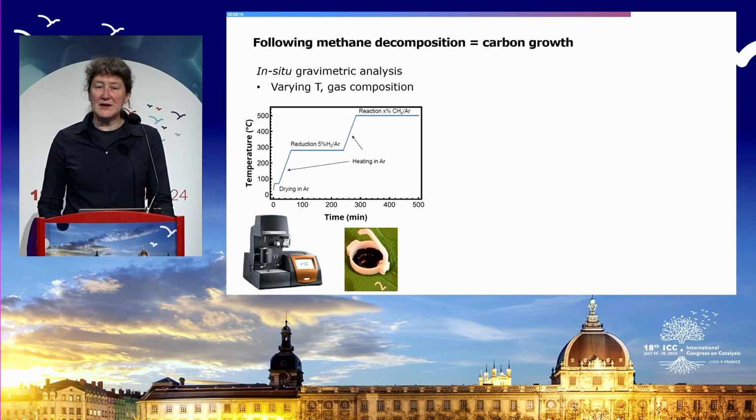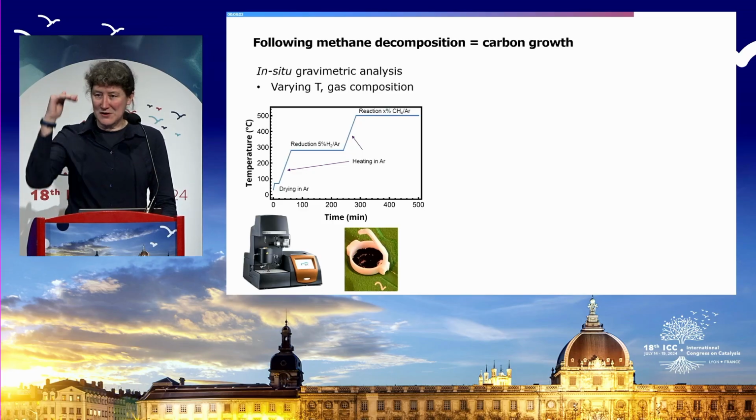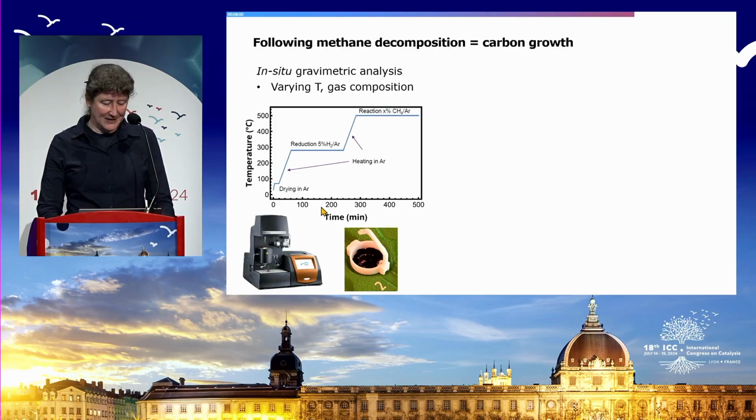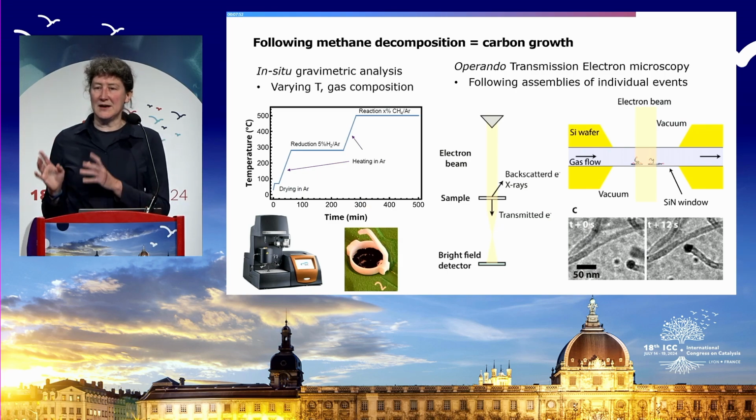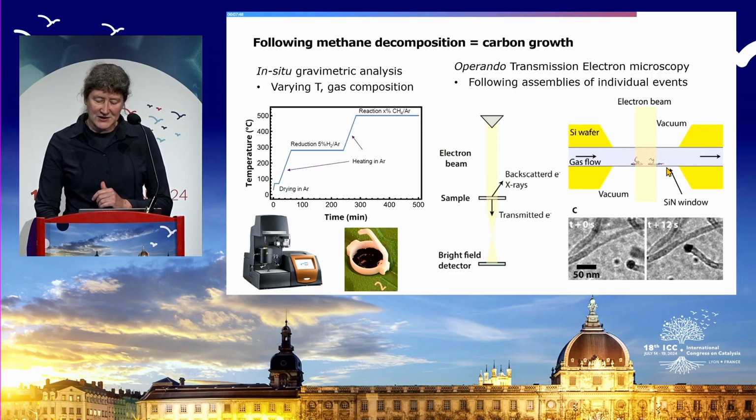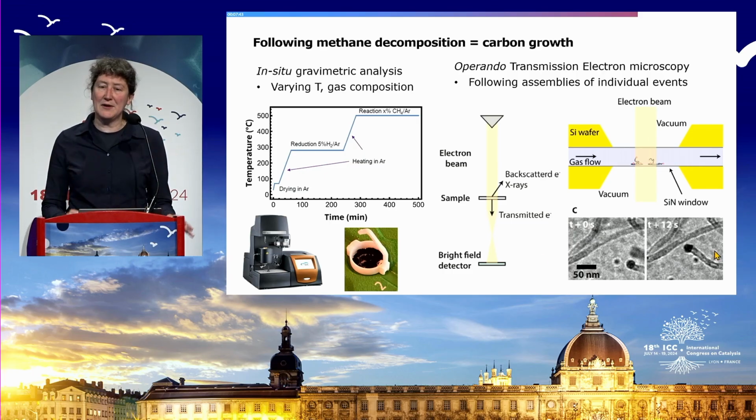So we followed it in two ways. One thing is that we followed it in situ, or I could even say operando, just gravimetrically, because you're growing carbon, and it means that your sample becomes more heavy. So we are just measuring the weight, and we're feeding methane, and we're measuring the weight of carbon that is being formed. And we couple that to experiments in the electron microscope. In the electron microscope, we have the same feed and the same temperature. We try to mimic the same conditions, but we have this reactor cell inside the microscope, and with the electrons, we're actually probing what is happening on a very small scale.